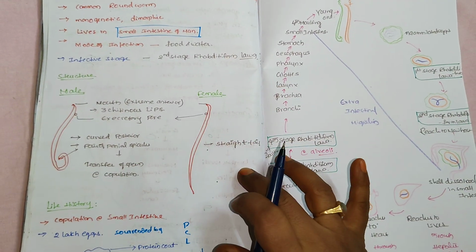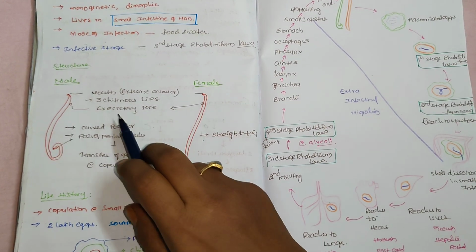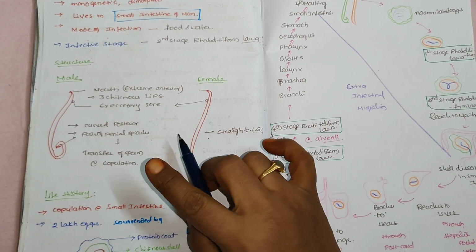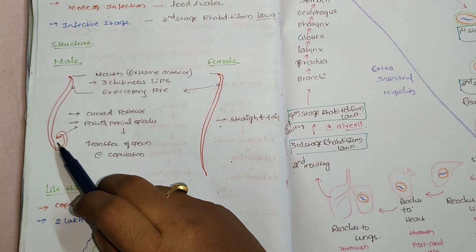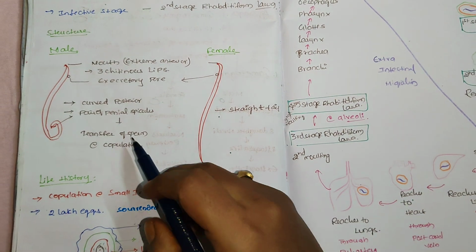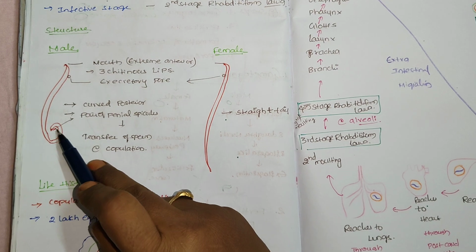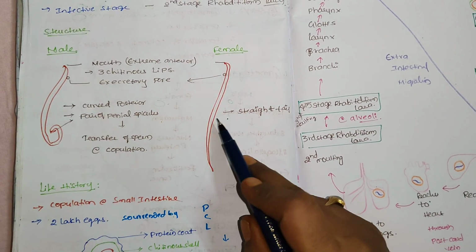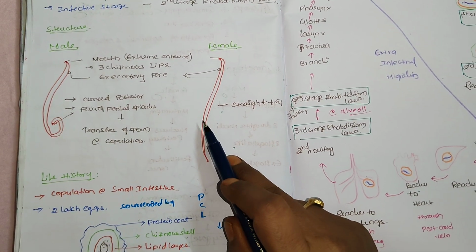So then, structure of the male and female organisms. Both male and female organisms have the mouth at the extreme anterior, and the main difference between these two organisms is that in the male the curved tail is present, but in the female a straight tail is present. And also one pair of penial spicules is present, which is helpful at the time of copulation. They transfer the sperm from male to female organisms. So these are the differences between male and female.